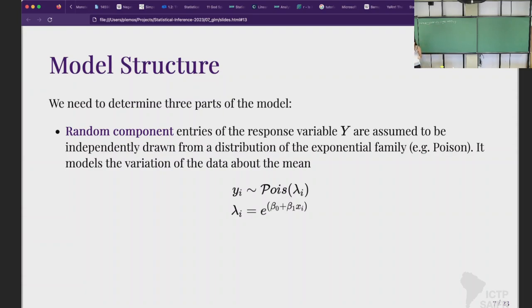And we are assuming that our response variable is independently drawn from any distribution of the exponential family, like I said. And it's going to model the variation of the data around the mean, just like we have been seeing before. So this would be one of the examples using the Poisson distribution. So you have your variable x. It follows a Poisson distribution. And this distribution is given by this parameter lambda.